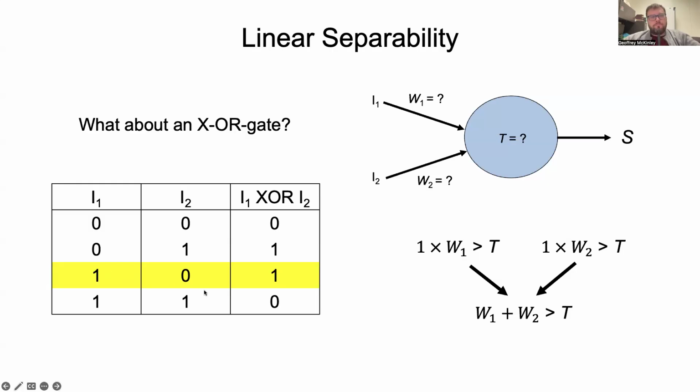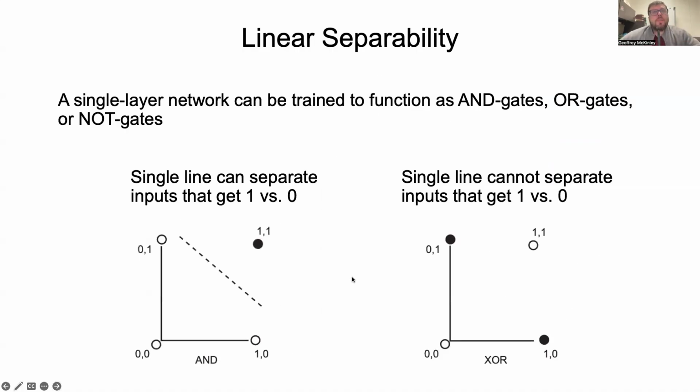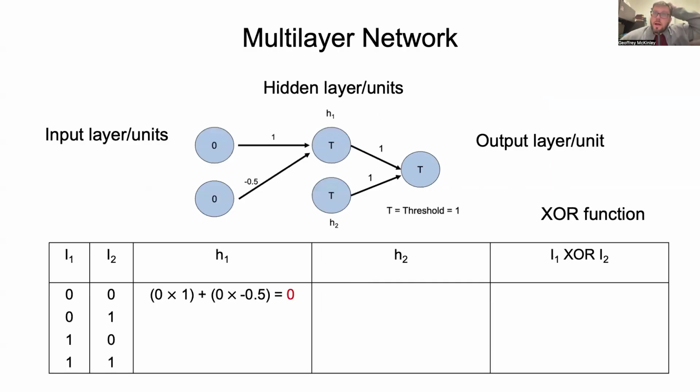However, doing that will necessarily result in, when both the weights are added, them being greater than the threshold, which means that this would actually be one. This fourth row, when both the inputs were one, should lead to the output being zero. In other words, an XOR function is impossible when you just have two layers of nodes or units. Okay, so now we're going to talk about a multi-layer network.